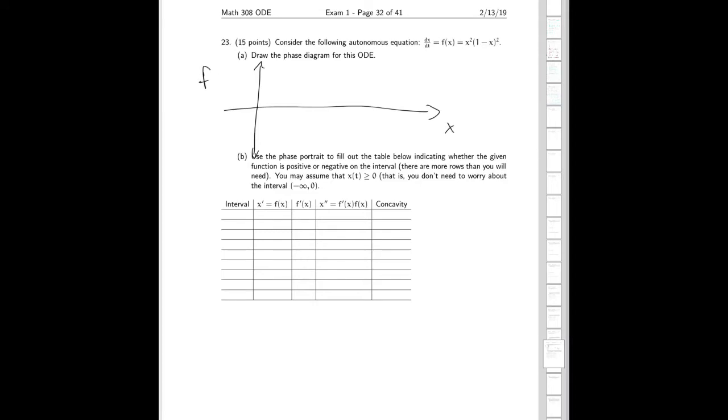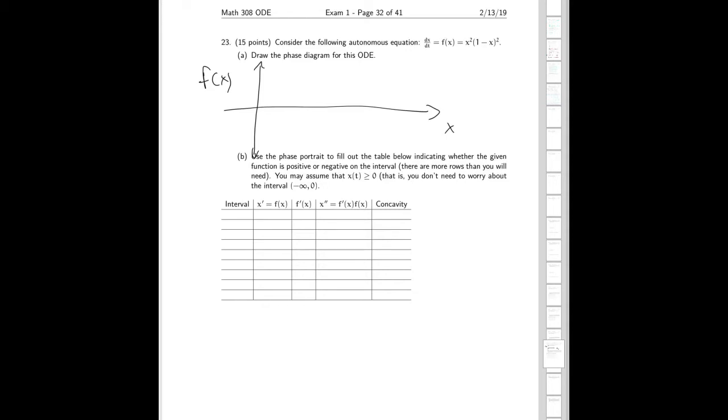This is x. This is f of x. So we're going to graph x squared times 1 minus x squared. Okay, now, using Desmos is something that is totally allowed on this exam. So definitely use Desmos if you want to, if you're not so confident with your abilities to sketch what shapes of polynomials look like.